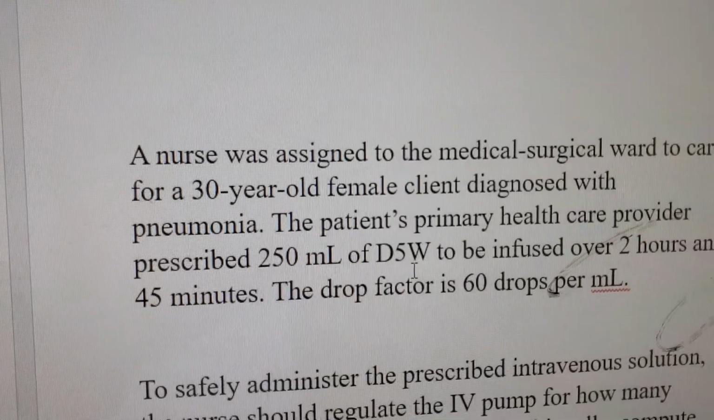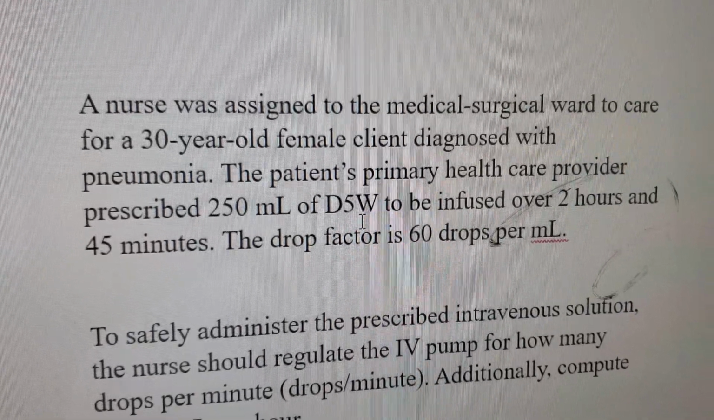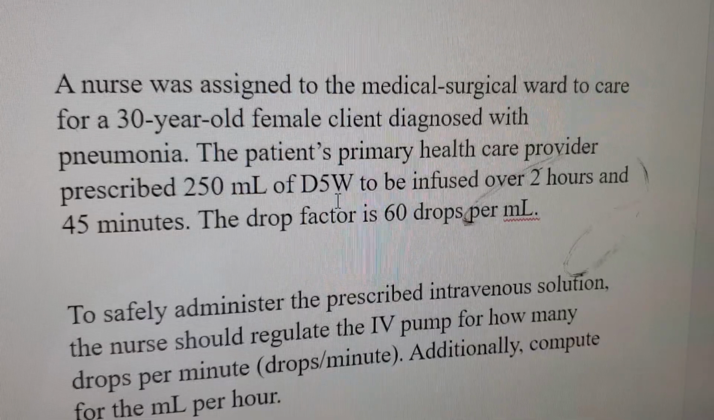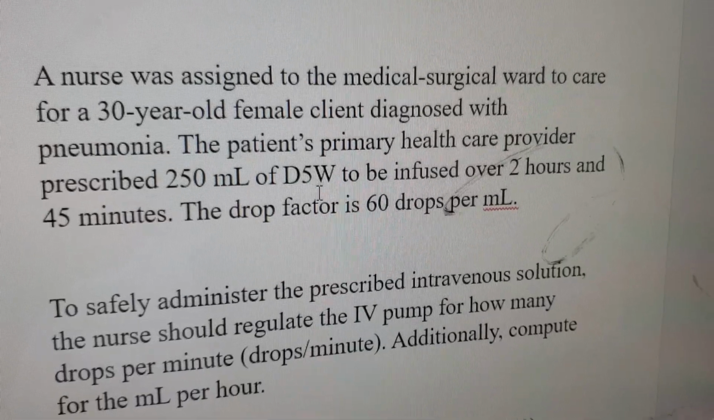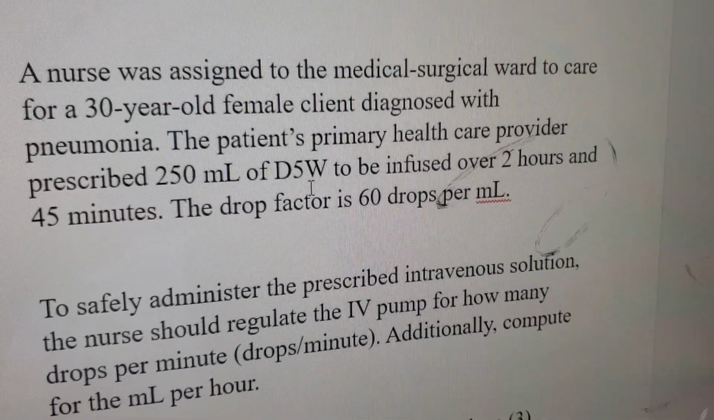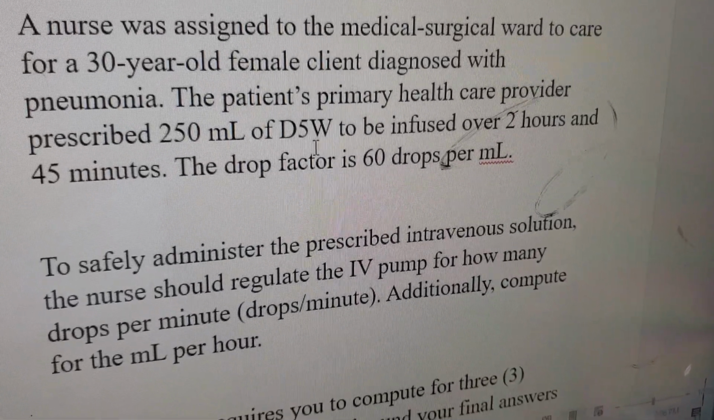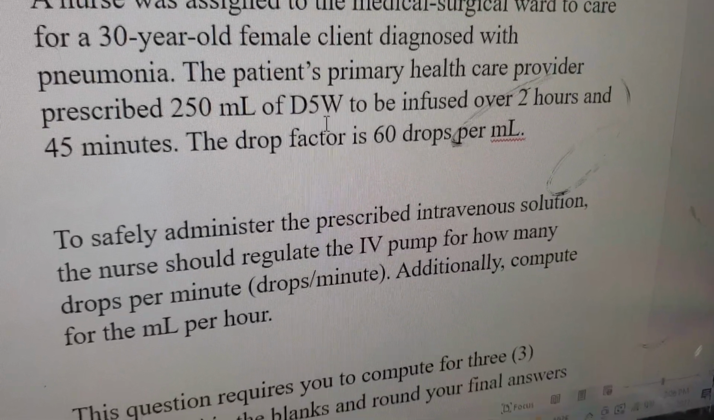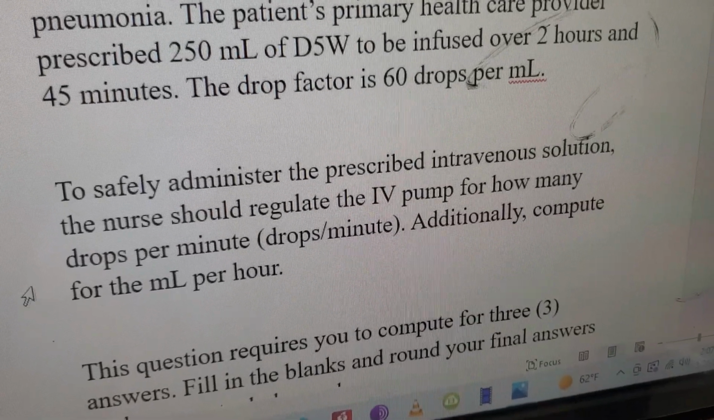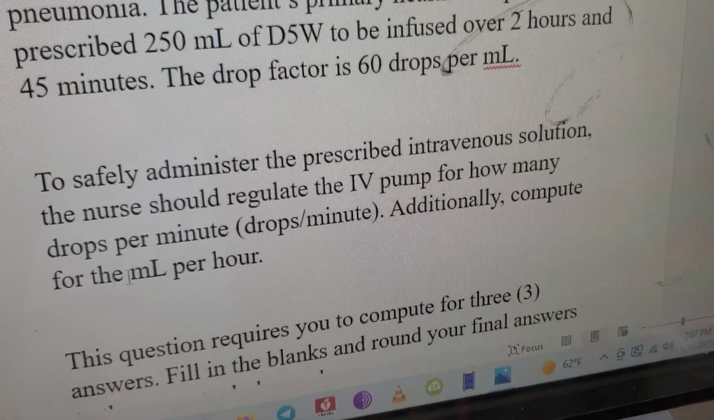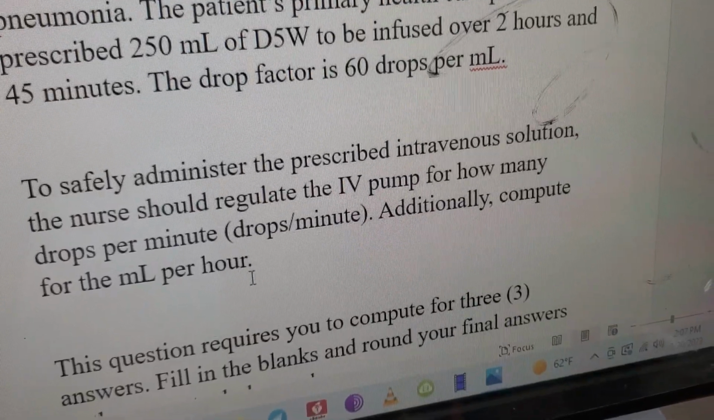It says a nurse was assigned to the medical surgical ward to care for a 30-year-old female diagnosed with pneumonia. The patient's primary healthcare provider prescribed 250 ml of D5W to be infused over 2 hours and 45 minutes. The drop factor is 60 drops per ml. To safely administer the prescribed IV solution, the nurse should regulate the IV drops for how many drops per minute. Additionally, compute for the ml per hour.